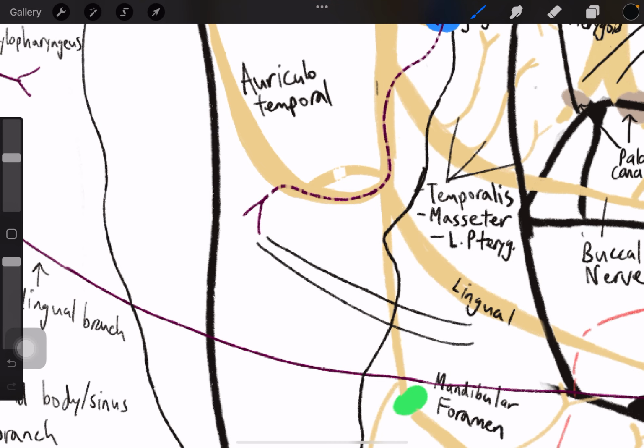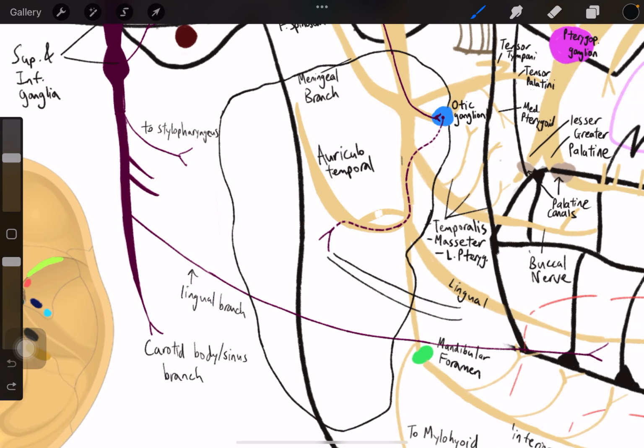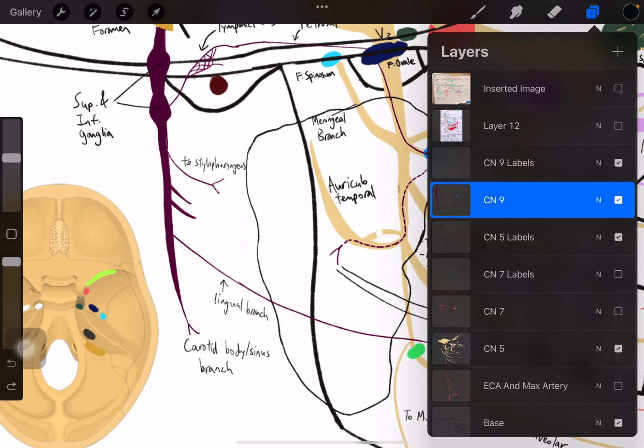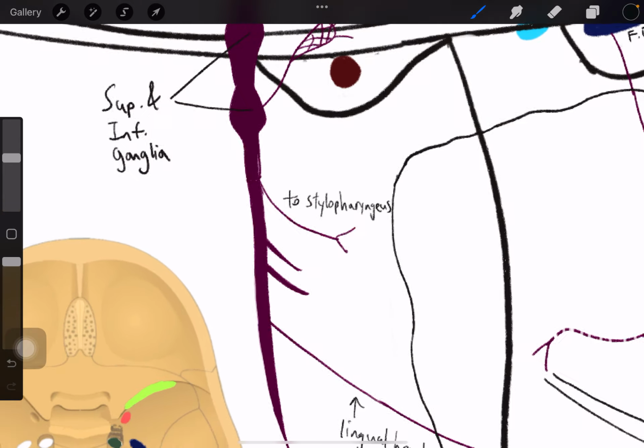So exams will emphasize the relation of auriculotemporal to the middle meningeal, as well as the fact that the lesser petrosal hitchhikes through it. And all of this is in the vicinity of the parotid gland. Okay. So we are done with the first branch, just the first branch of cranial nerve 9.